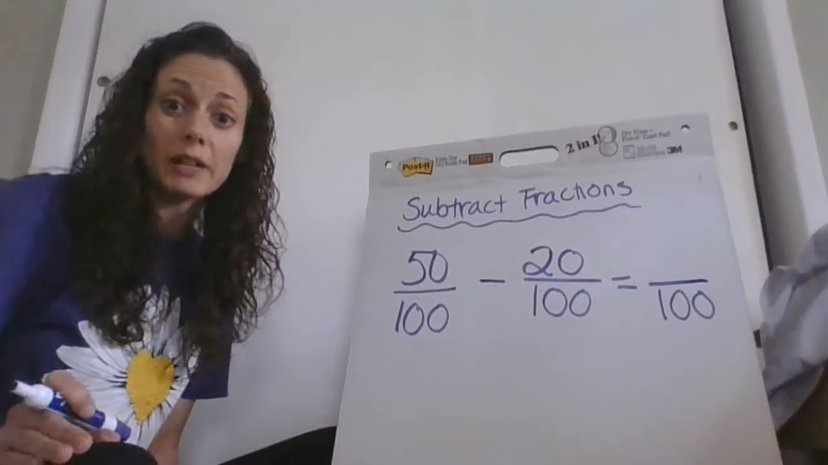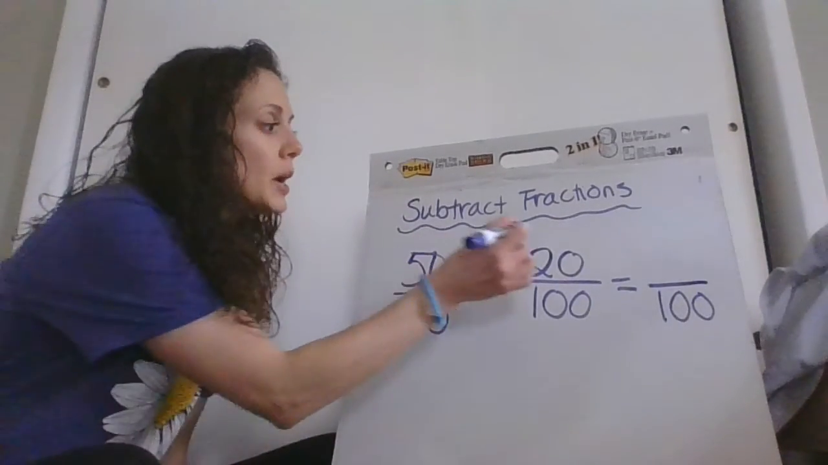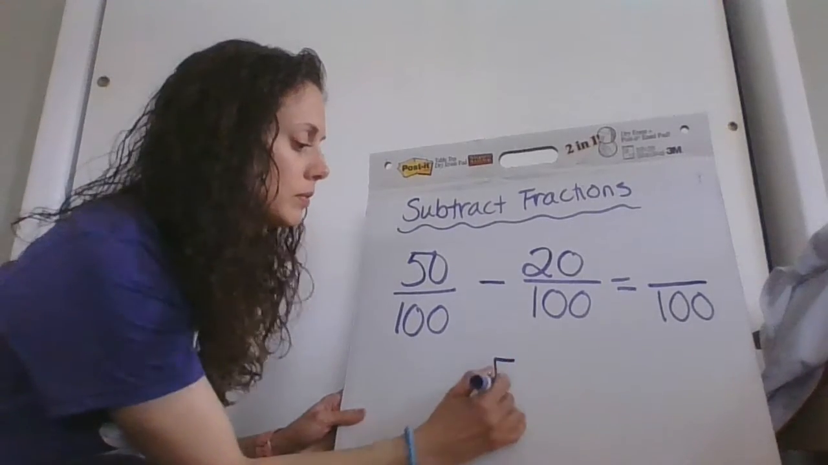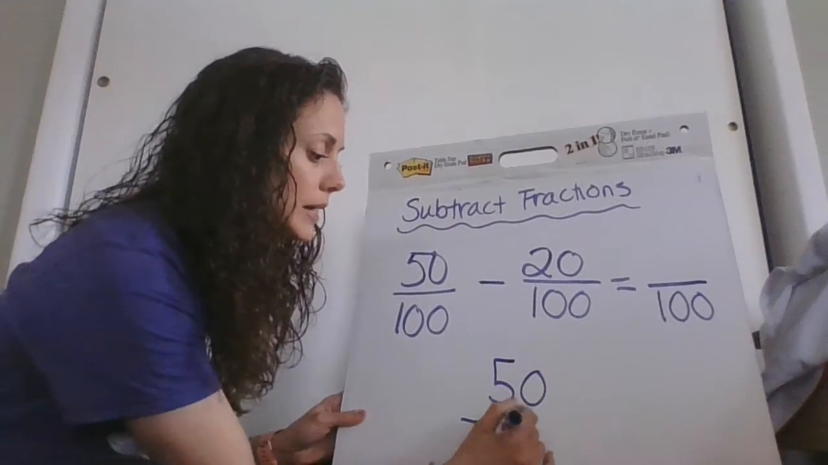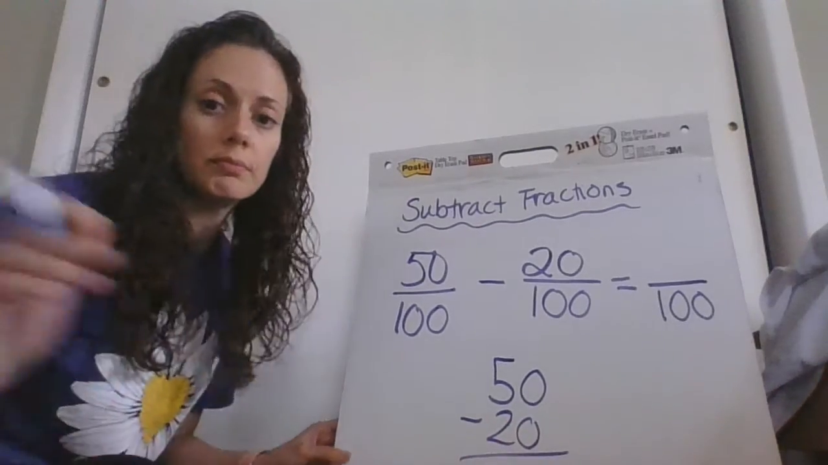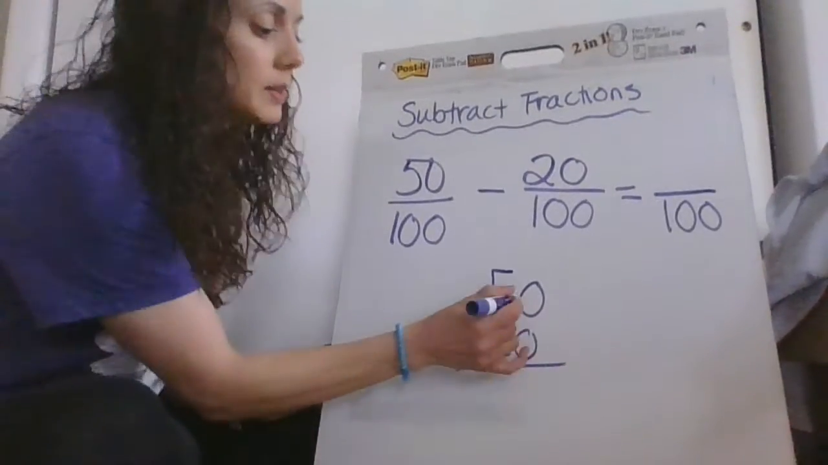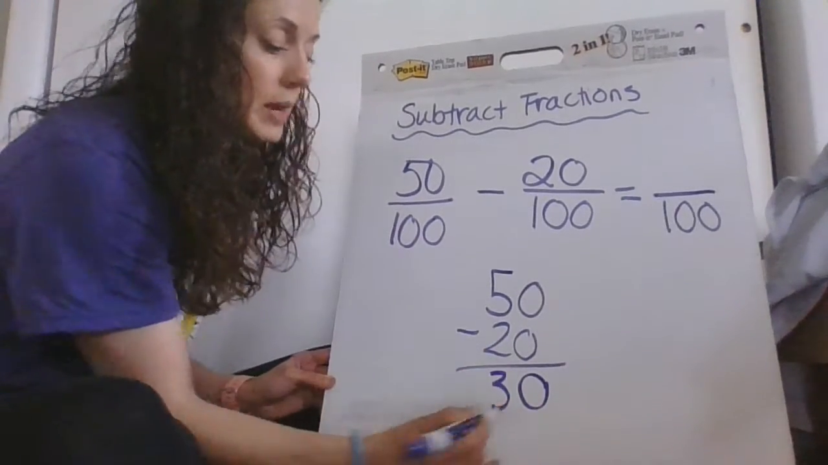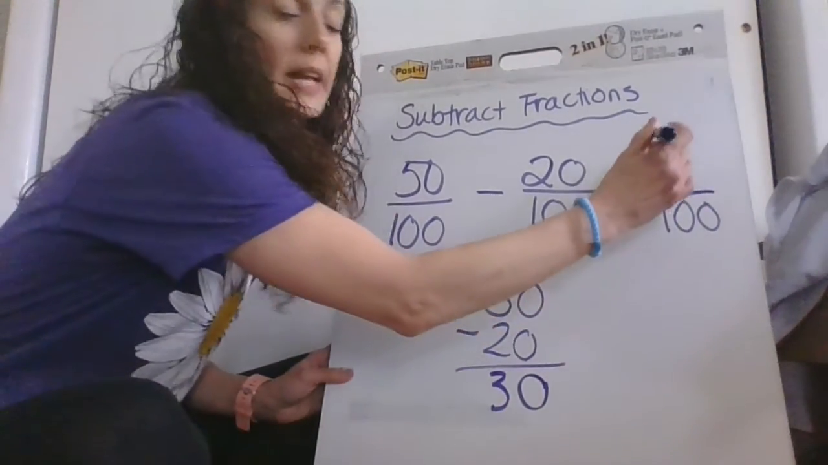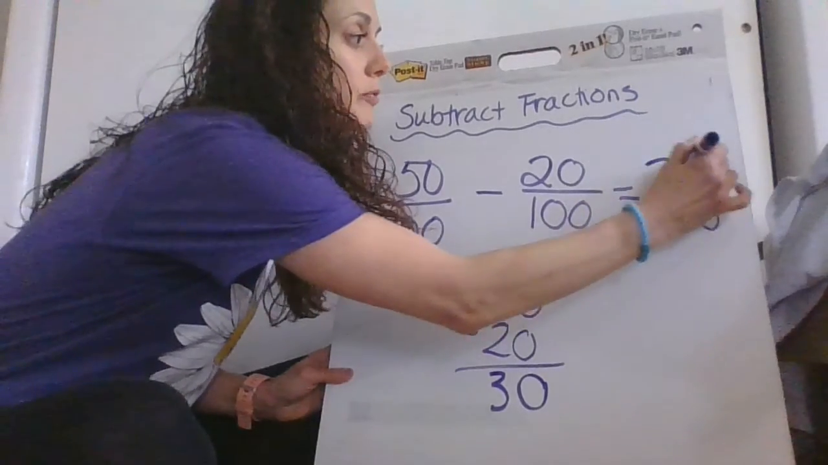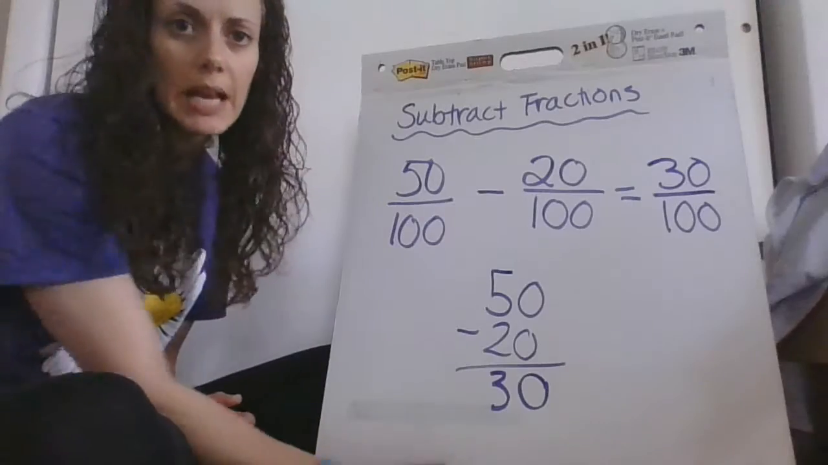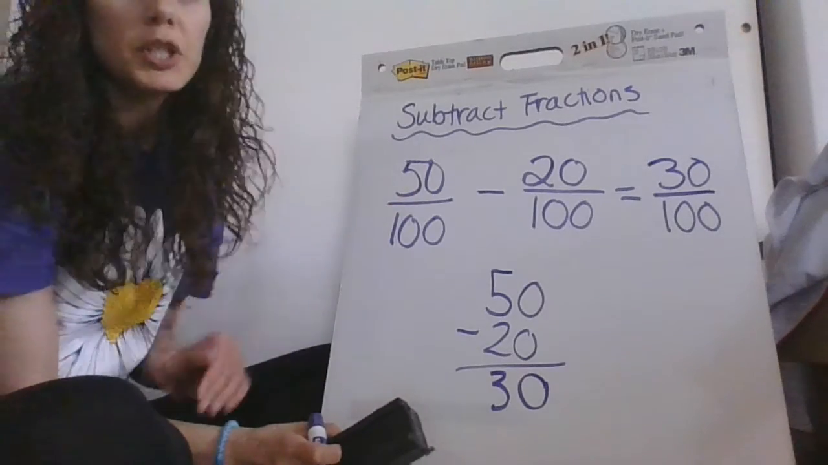Now I just have to subtract my numerators. 50 minus 20. Well, I can do that work separately. 50 minus 20 equals, right? 0 minus 0 is 0. 5 minus 2 is 3. So my answer would be, the difference is 30 hundredths. So you see, it's the same exact procedure, no matter how large the numbers are.